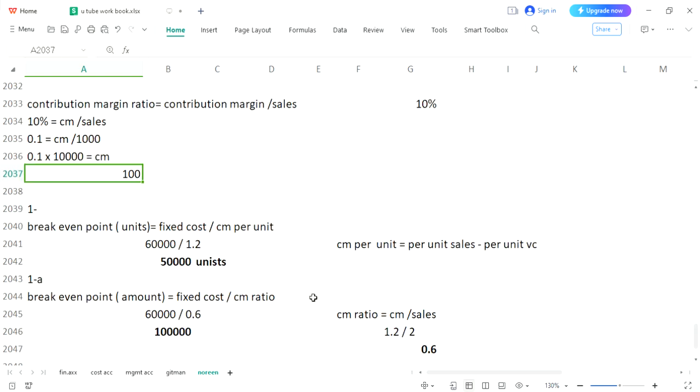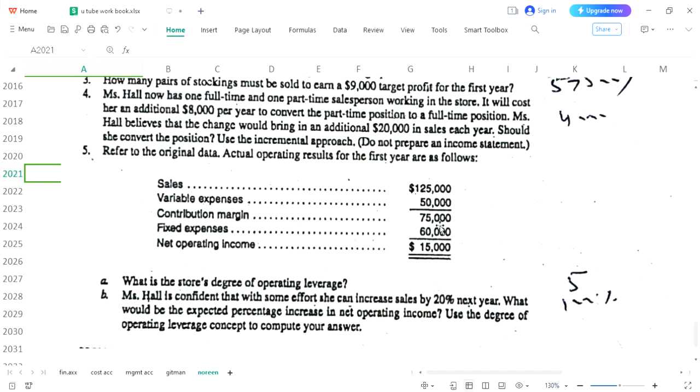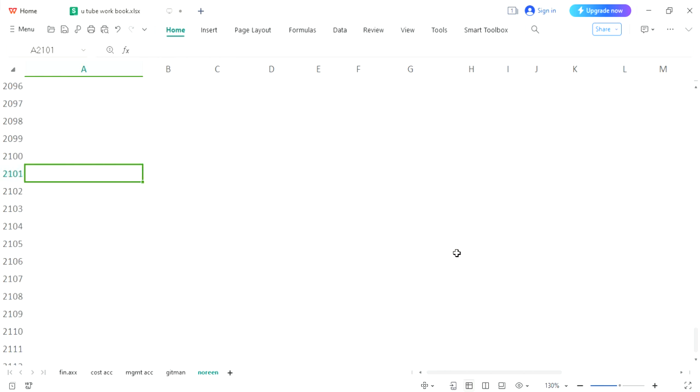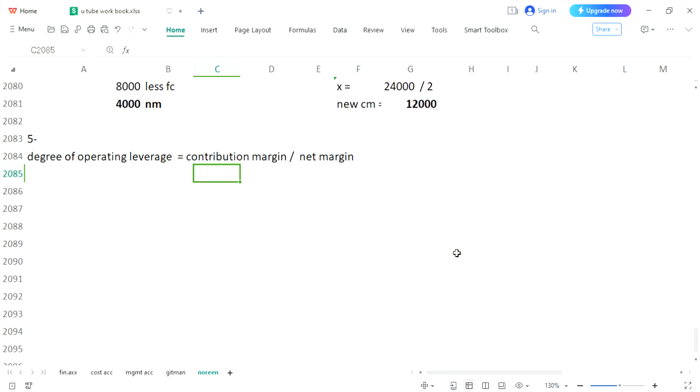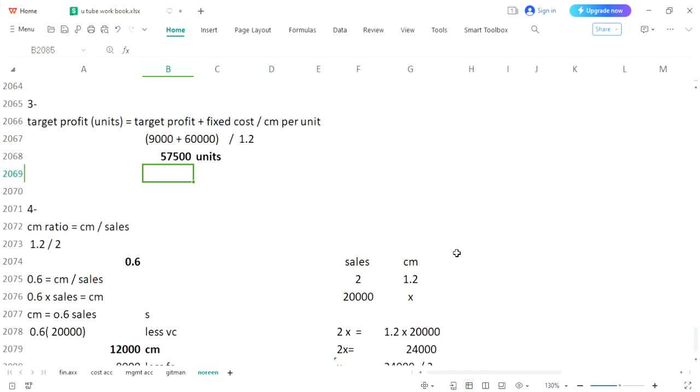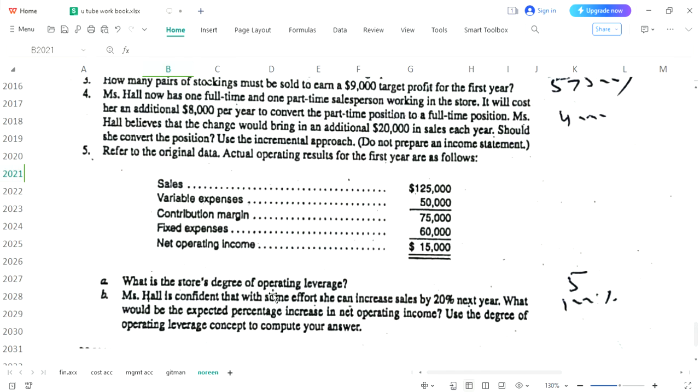Okay, so let's go back to the part. Here contribution margin is given as 75,000 and net margin is given as 15,000. So 75,000, which was contribution margin, you need to divide by net margin, which was 15,000. Put it on the calculator. So 75,000 divided by 15,000, we have got 5. So this is our degree of operating leverage. In 5A we were asked to calculate degree of operating leverage. The answer is 5.